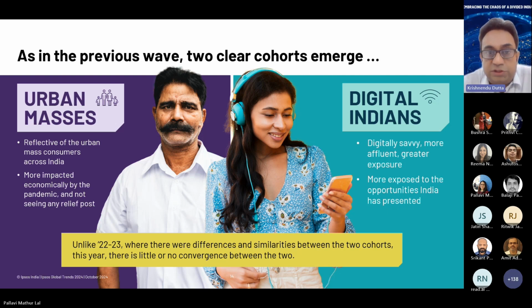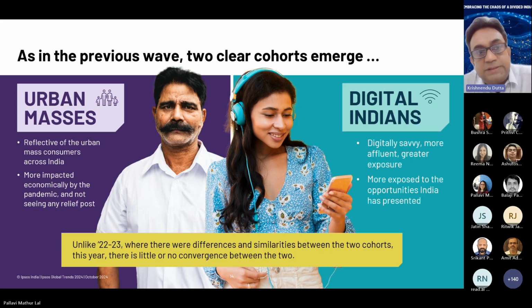On the other hand, we have the digital Indians. They probably belong to the top 5 to 10% of the affluent class. They're extremely digitally savvy and aware, and they have greater exposure to everything happening around the world. They definitely have been more exposed to the opportunities which India has created and presented to the population at large. Unlike the previous wave, 22-23, where we spoke about some differences and some similarities between the two cohorts, this year we see little or no convergence between the two.